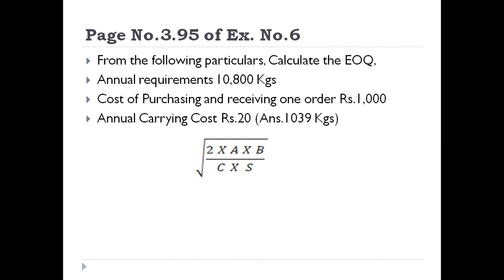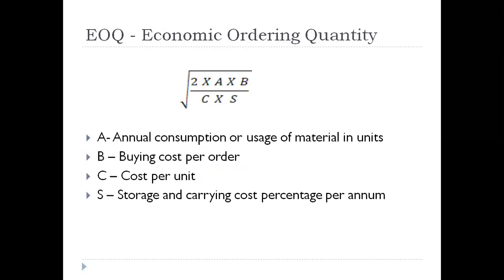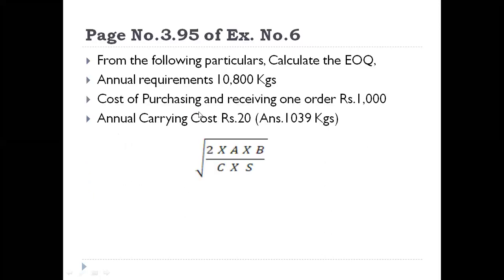So you can go back to the formula. Cost per unit is not required. If a percentage is given, then only the cost per unit will be used. Buying cost per order, then storage and carrying cost, it's below. So here what you have to do is write the buying cost next to the annual requirements. So what is the buying cost per order? Then look at the storage cost. Okay? Buying cost per order, receiving an order, is called buying cost or purchasing cost. So receiving an order is 1,000 rupees.